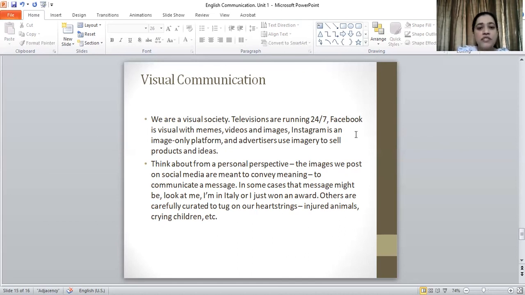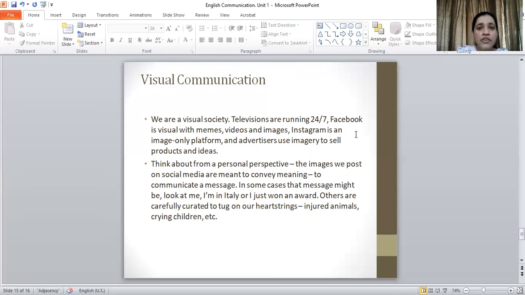Now think about this from a personal perspective. The images we post on social media are meant to convey meaning, to communicate a message. In some cases, the message might just be, look at me, I'm in Italy, or that, oh, I just won an award. Others are carefully curated to tug on your heartstrings, right? You will have images of injured animals, of crying children, etc.